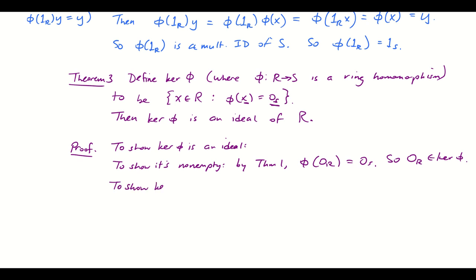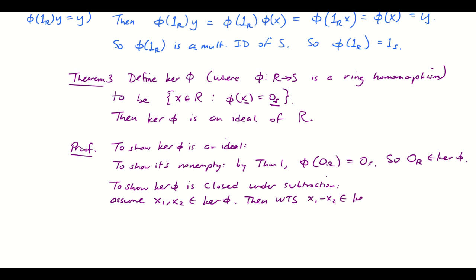So to show the kernel is closed under subtraction, let's assume x1 and x2 both belong to the kernel. Then I want to show that the difference of those also belongs to the kernel. And how do I check that something belongs to the kernel? Well, I map it through and see if I get 0. So we have phi of x1 minus x2. Well, that's equal to phi of x1 plus the opposite of x2.